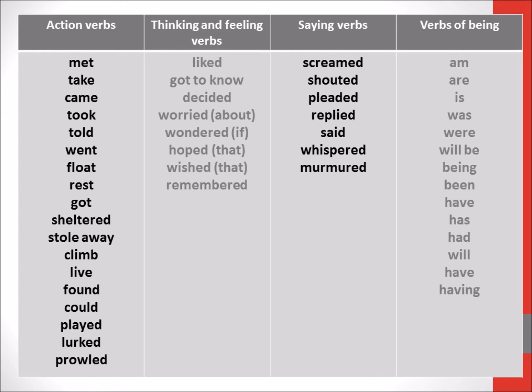And here are the answers that I've come away with. You can see that inside of the action verbs we've got things like climbing, finding, there's one in there that should not be there, played, lurked, prowled. These are all action types of verbs. In the thinking and feeling one, we've got deciding, worrying, wondering, hoping, remembering. In saying, screamed, shouted, pleaded, replied, said, whispered, murmured.